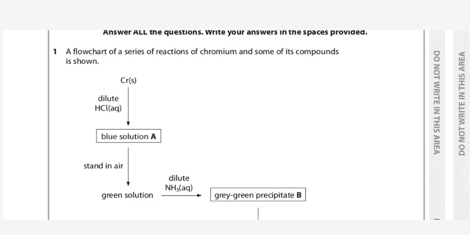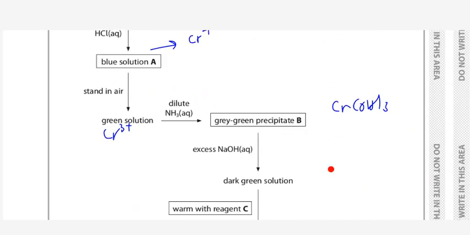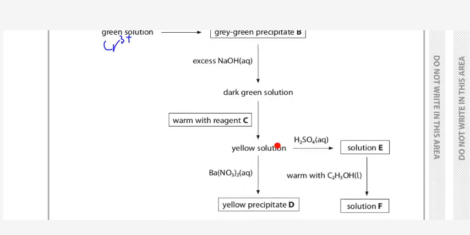This can be chromium 2. Of course, we know only one blue solution, right? Chromium 2 plus. So this contains chromium 2 plus. And then standing in air, it turns to chromium 3 plus and ammonia, chromium 3 hydroxide, and that will be soluble to form hexaammine chromium ion. Warm with reagent C, yellow solution.